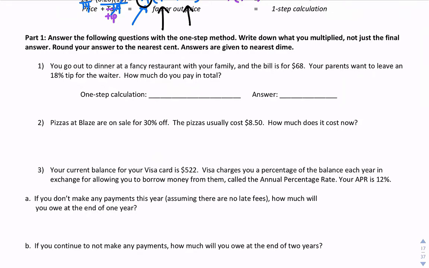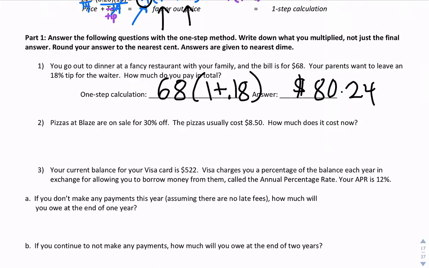Okay. Number 1, you go out for a dinner at a fancy restaurant with your family, and the bill is for $68. Your parents want to leave an 18% tip for the waiter. How much do you pay in total? All right, so here, $68, and we're paying the whole 100% of the 68 plus the tip. We're going to change the 18% to a decimal, 0.18. And then we can just type that in our calculator. So 68 times 1.18. So total, you'd pay $80.24.